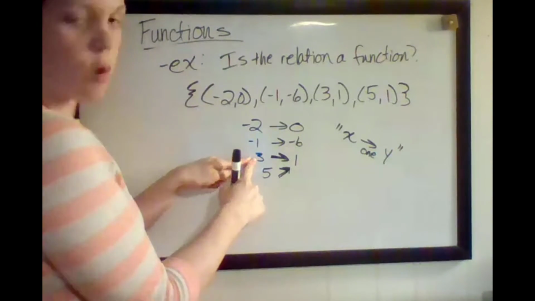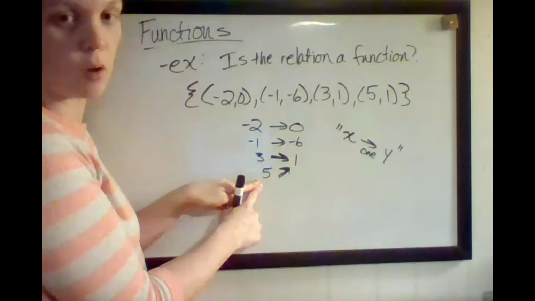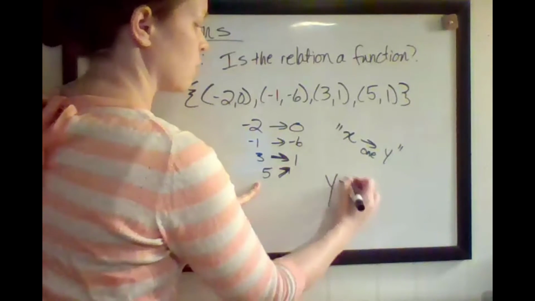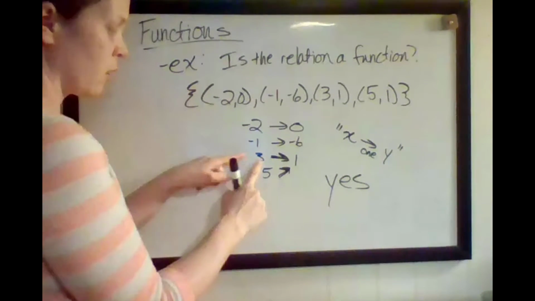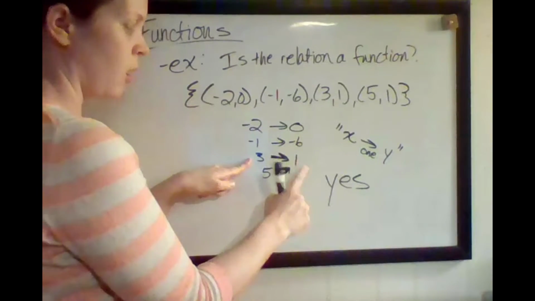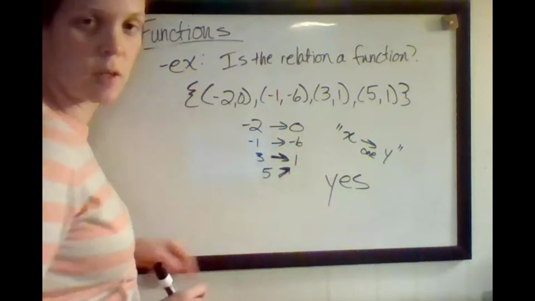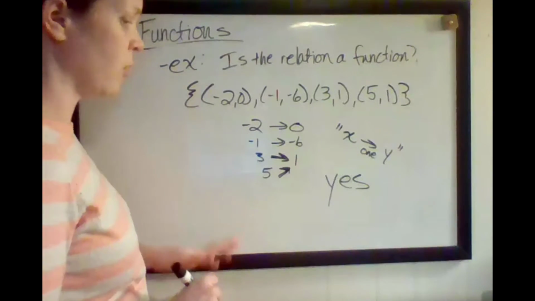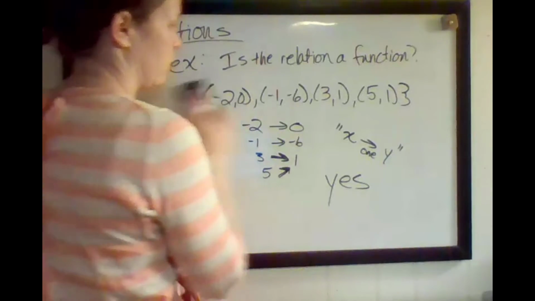Does this x only go to one y? Yes. It only goes to 1. 5 only goes to 1. So yes, this would be a function. It's okay as long as it's just x going to just one y, even though they're going to the same y. So this would be a function.